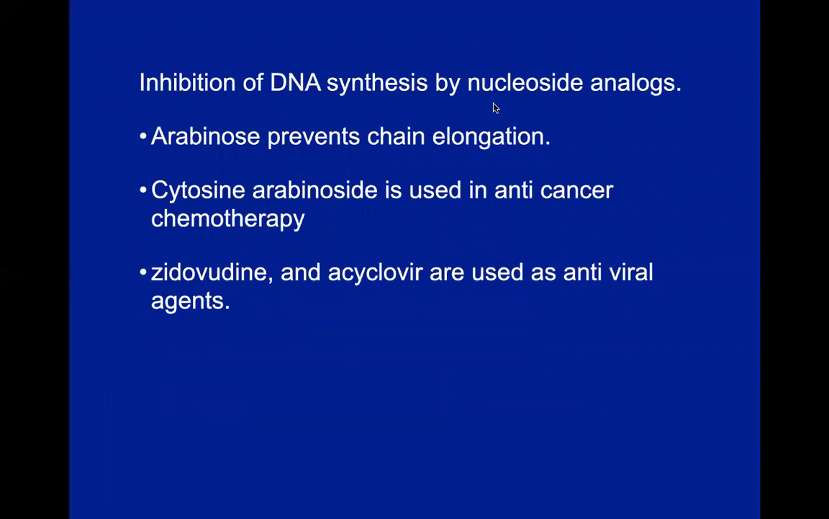Nucleoside analogs. Nucleoside analogs can be asked as short notes. Arabinose prevents the chain elongation. Cytosine arabinoside, an anti-cancer chemotherapy drug, zidovudine and acyclovir. These are some of the examples of nucleoside analogs, which help in inhibition of DNA synthesis. So with this, DNA replication is completed.